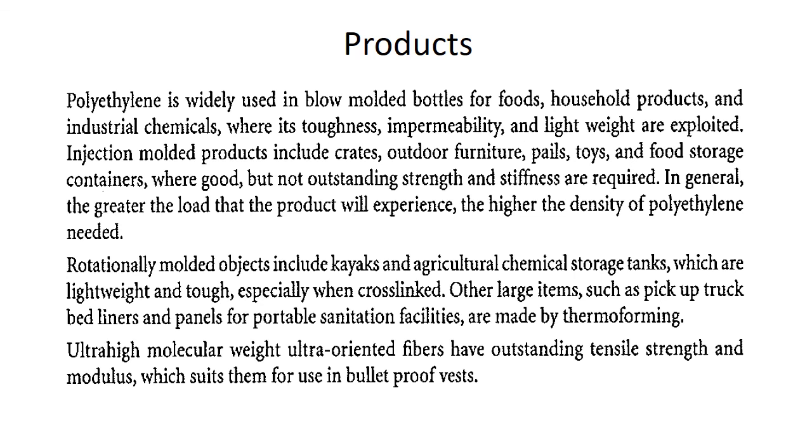So rotationally molded objects, including kayaks or agricultural chemical storage tanks, can be made where the light weight and toughness of these materials is useful. Also, the bed liners and panels of portable sanitation facilities are made by thermoforming. So different techniques are used to change their morphology, or change their structural features, to fit a particular property.